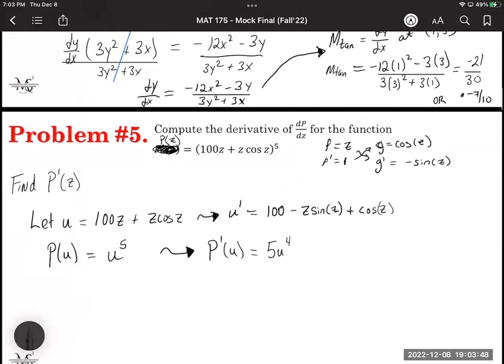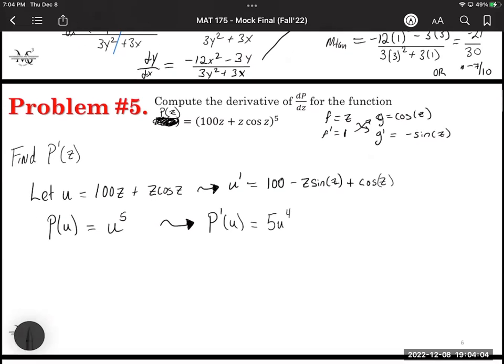Now that I have my p prime of u and my u prime, essentially I have the derivative of the outer function, that's the 5u to the 4th. The derivative of your inner function is u prime, the 100 minus z sine of z plus cosine of z. So when you multiply those two things out, p prime of z is going to be 5u to the 4th, and then in parentheses you write out your derivative, 100 minus z sine of z plus cosine of z.